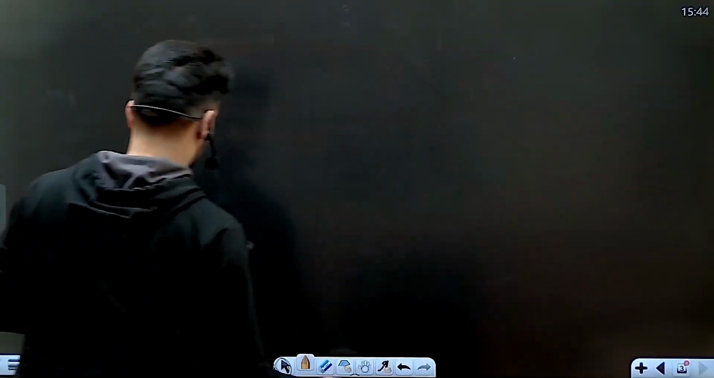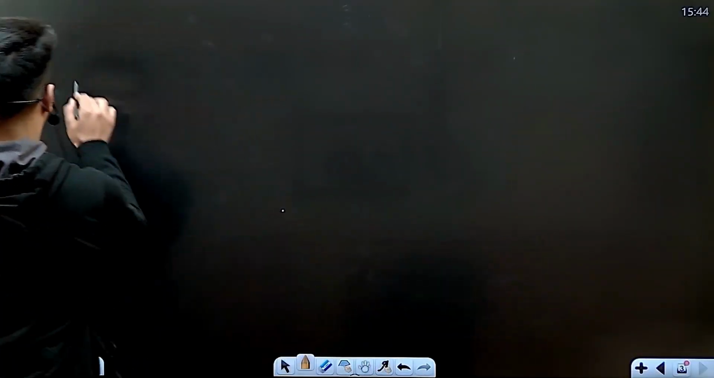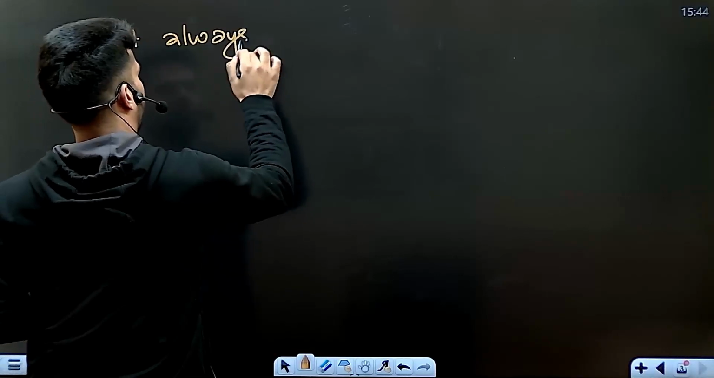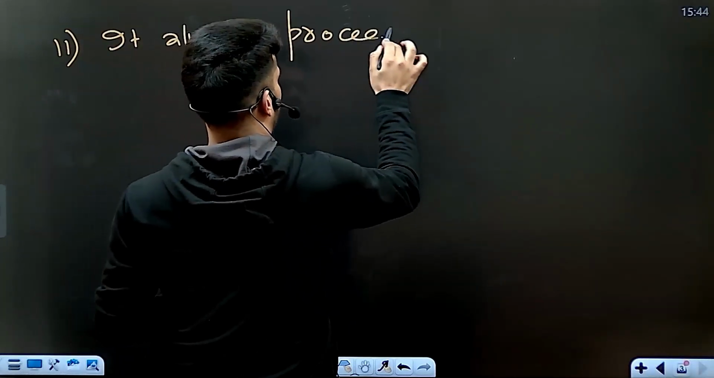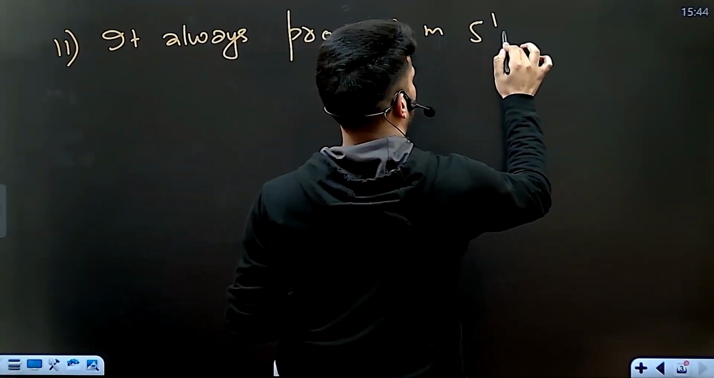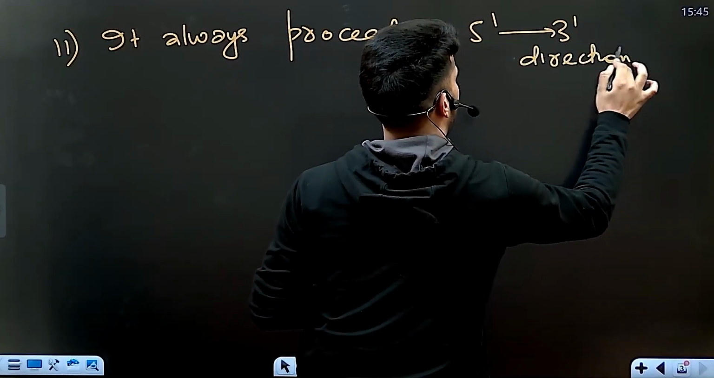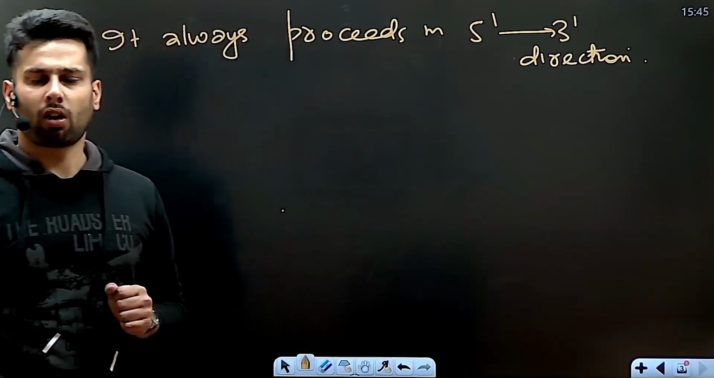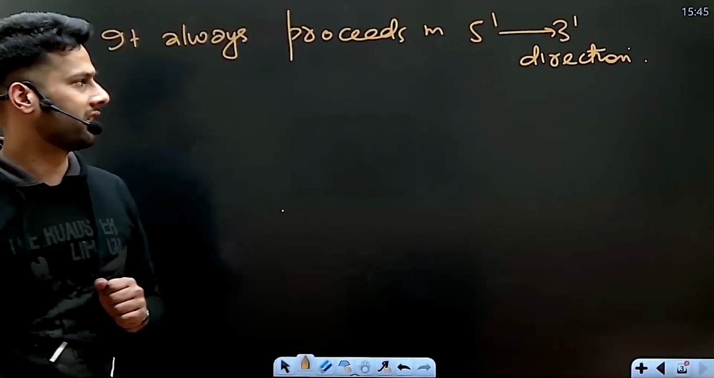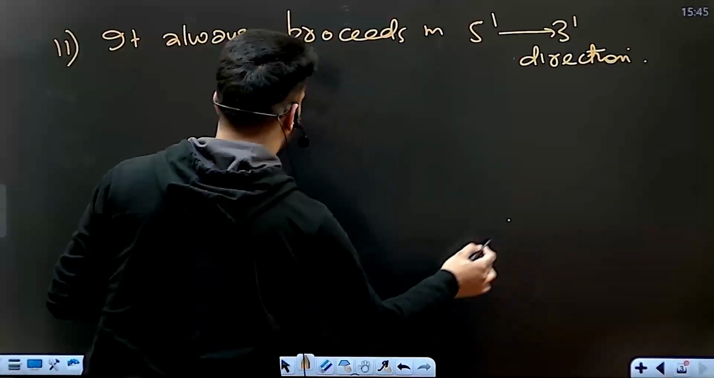Now, property number two: it always proceeds in 5' to 3' direction. This is the second property, that DNA replication proceeds always in 5' to 3' direction. So you know that in a DNA double helix we have an antiparallel helix.